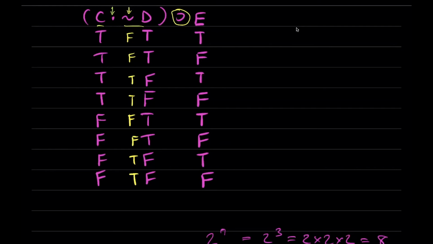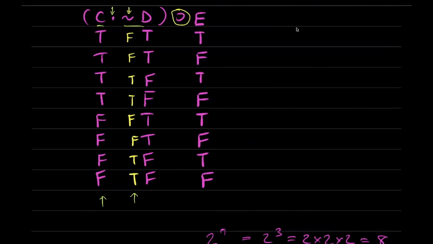So the two columns we care about are the column underneath C, but the values for not D, not the values for D, but the values underneath that tilde. That's what represents the values for not D. So the two columns we care about for the purpose of that dot are those two columns right there that I've indicated with the green arrows.